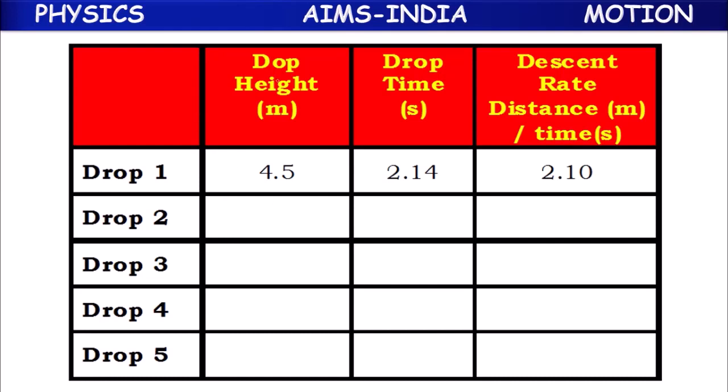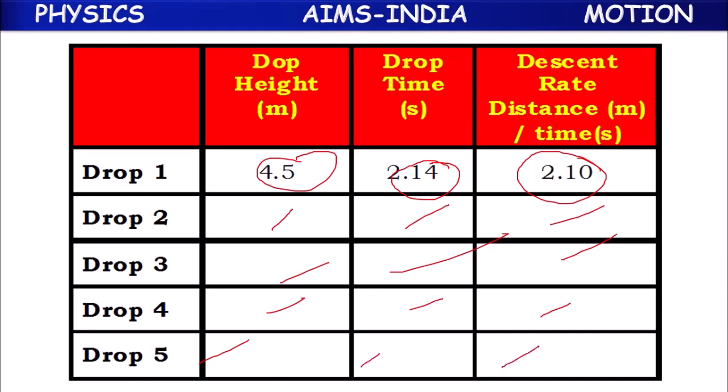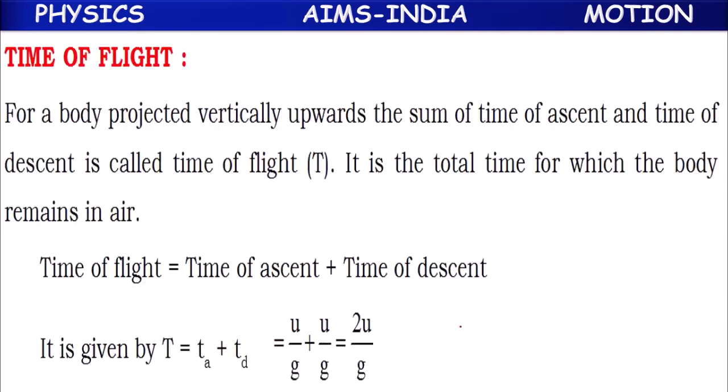So we can record from a 4.5 meter height, drop time 2.14 seconds. So this distance by time ratio, like that we can record, children. For some more height, what is the drop time? What is the ratio of some more height to drop time? Like that you can record your observations, children. Next, time of flight.